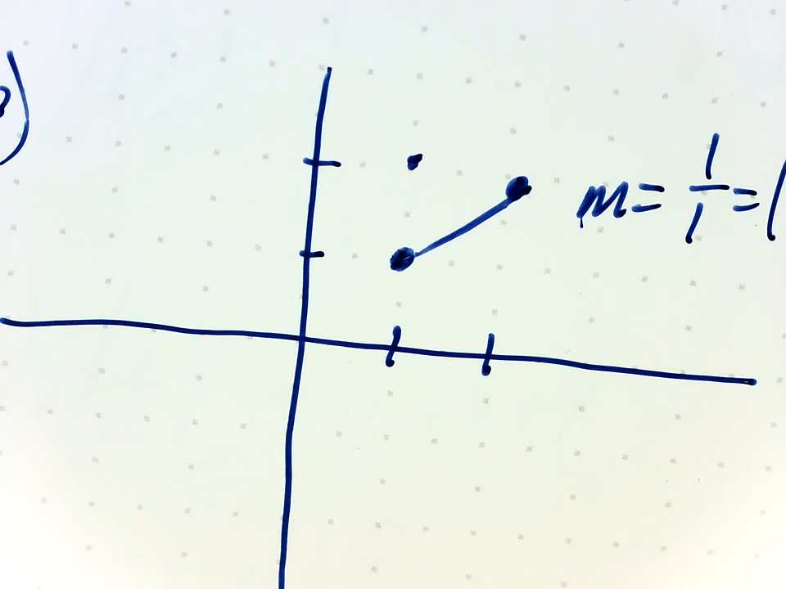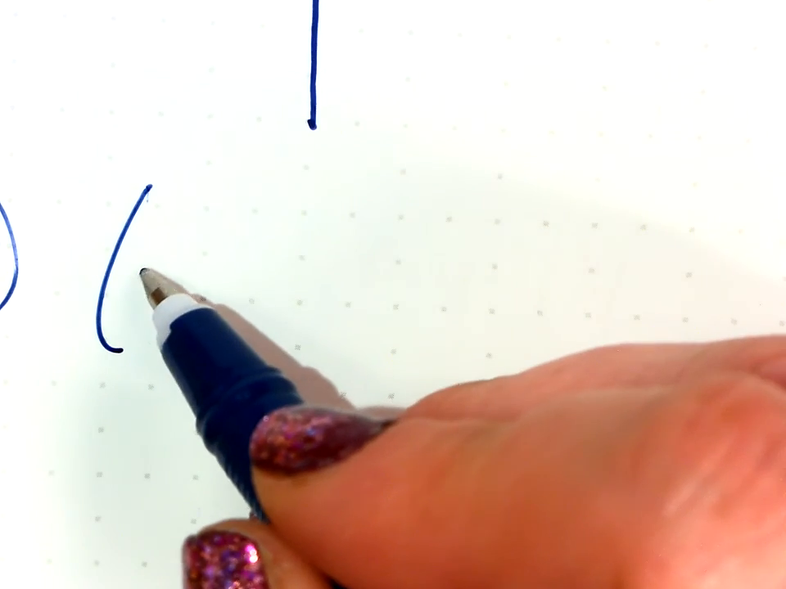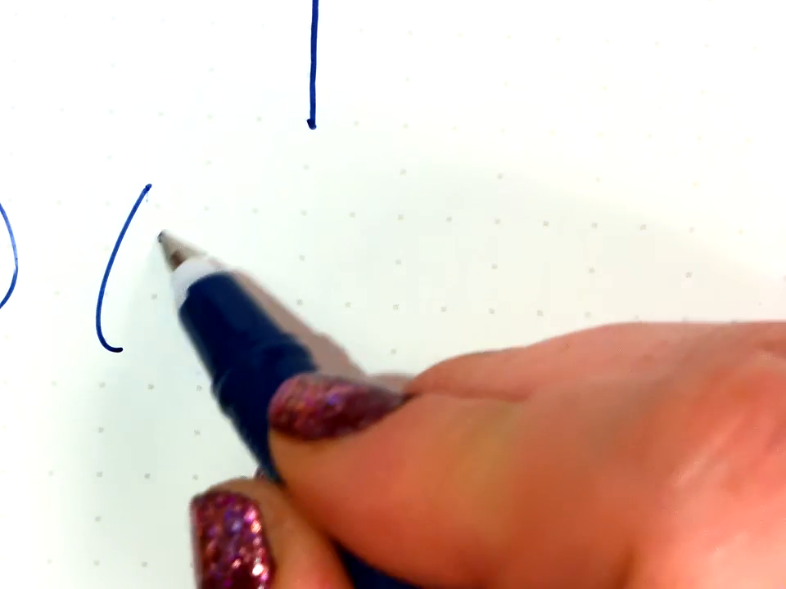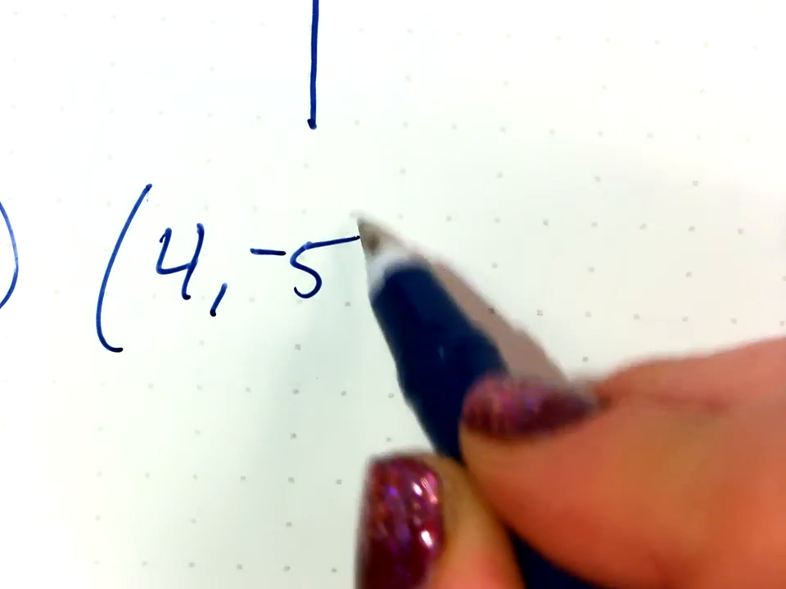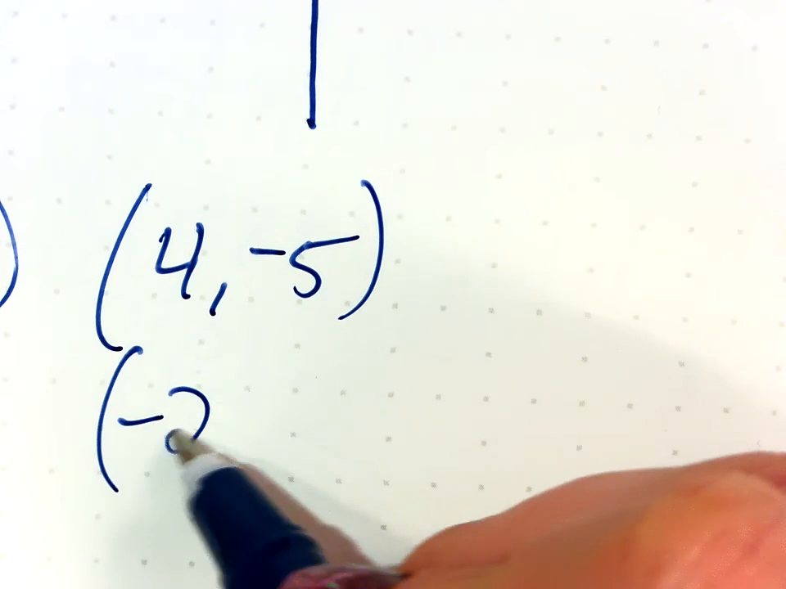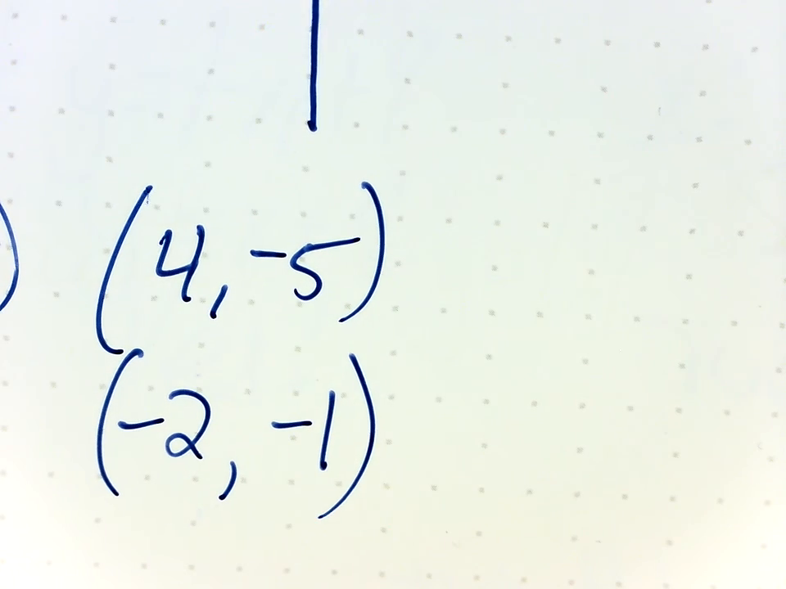One more, and then I'll have you practice some. Actually, I have a scavenger hunt for you. I'm so excited. We'll do one more. How about, I'm going to give you the random points. How about 4, negative 5, negative 2, negative 1.